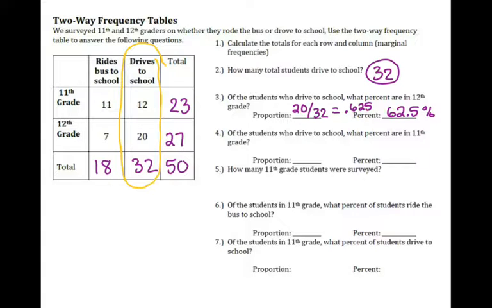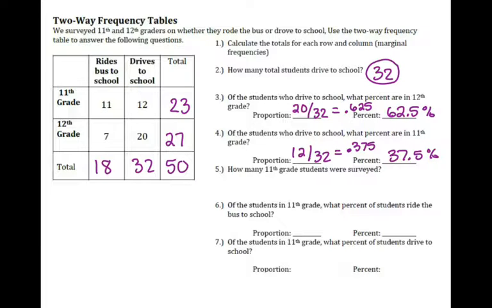Of the students who drive to school, so I'm still looking at the same column, what percent are in 11th grade? That would be 12 out of the 32. And once again, I can put that into my calculator to give me the decimals. That's 0.375, which I can then change to a percent. So that's 37.5%. I am going to go ahead and erase my yellow circle because we might be looking at different rows and columns for the next sets of questions.